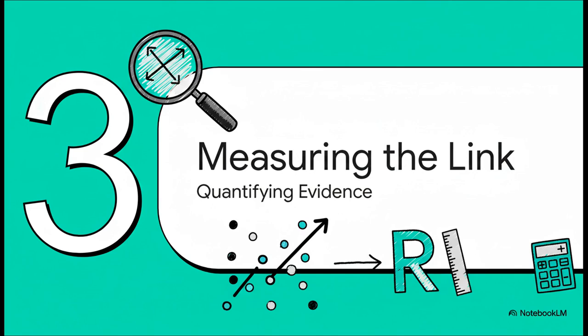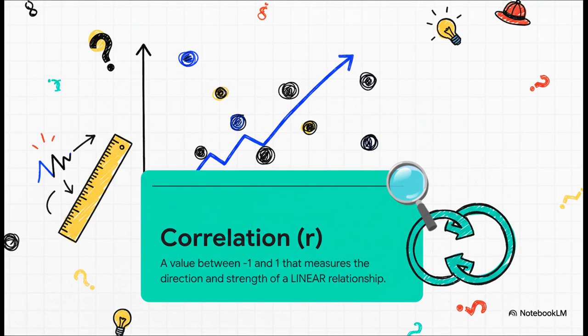A gut feeling isn't enough. We need to quantify what we're seeing. We need a number. And that number, my friends, is the correlation, which we just call R. It's this incredibly elegant little statistic that pulls double duty. It tells us both the direction and the strength of a relationship. But, and this is important, only for linear relationships.